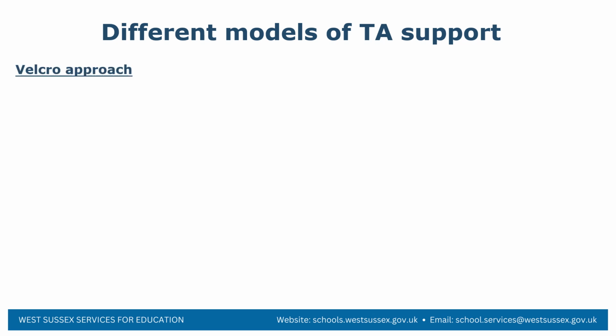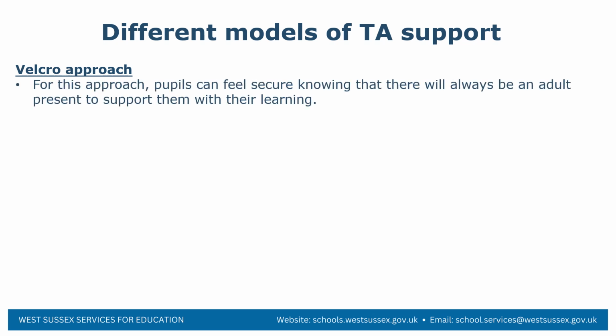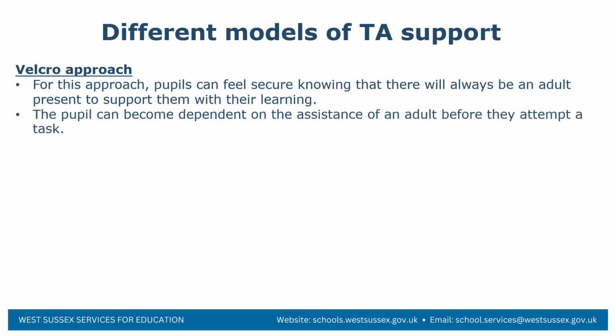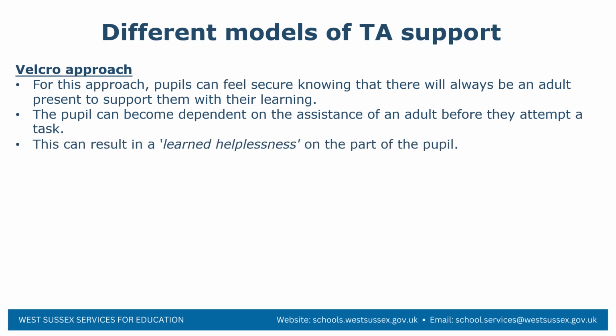The Velcro approach. For this approach, the TA spends a considerable amount of time with the pupil. As a result of this, pupils can feel secure knowing that there will always be an adult present to support them with their learning. However, there may be instances where the pupil can become dependent on the assistance of an adult before they actually attempt a task. This can sometimes result in a learned helplessness on the part of the pupil.